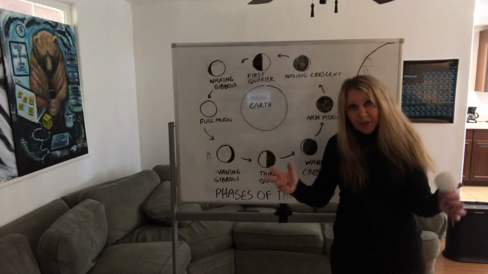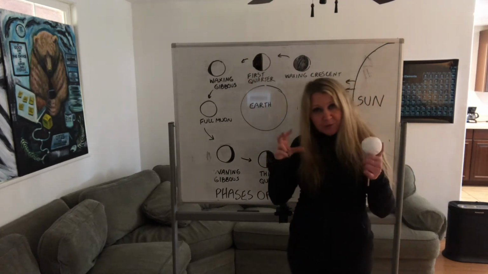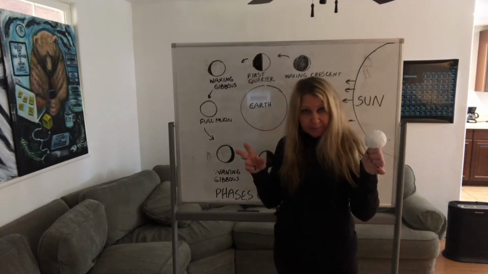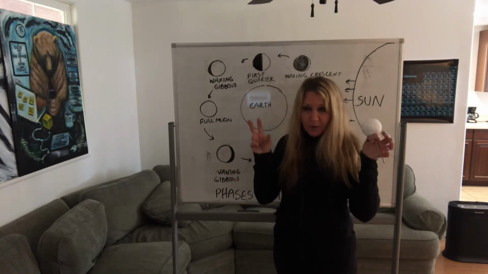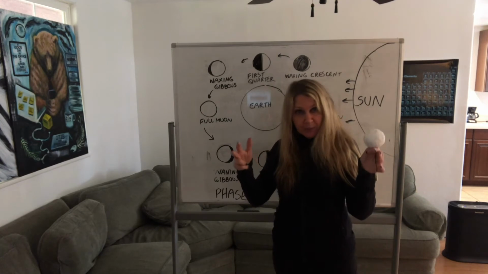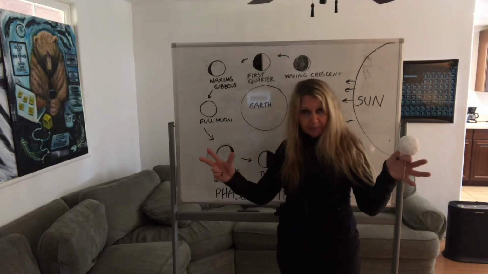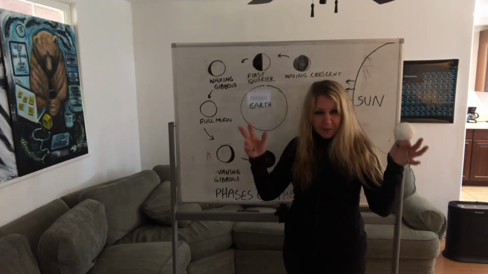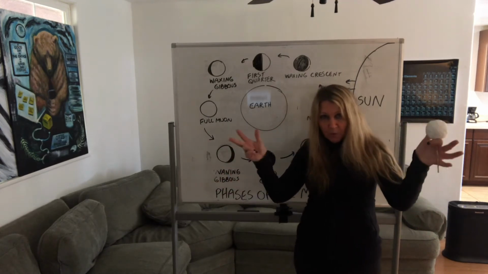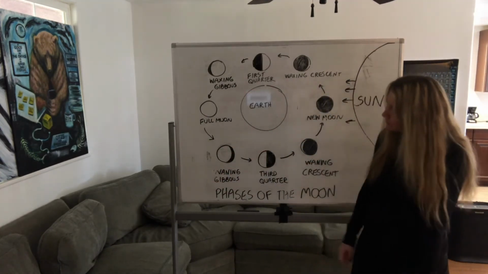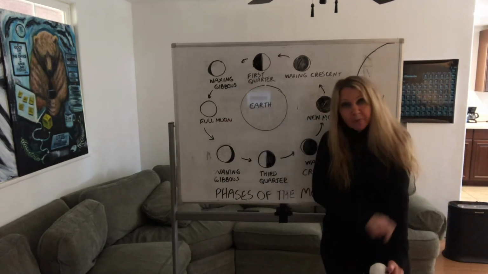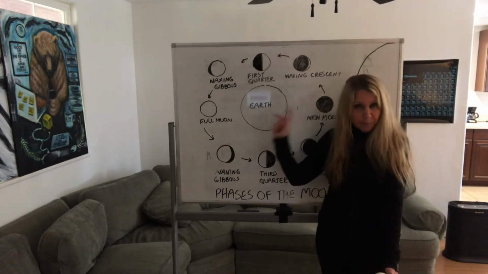Gibbous phase means that most of the moon is illuminated, but not all of it. So it's more than half illuminated, but less than entirely illuminated. Gibbous means more than half, but less than whole is lit up. So waxing gibbous. Then we have full moon, and this is when you started doing your moon journal.